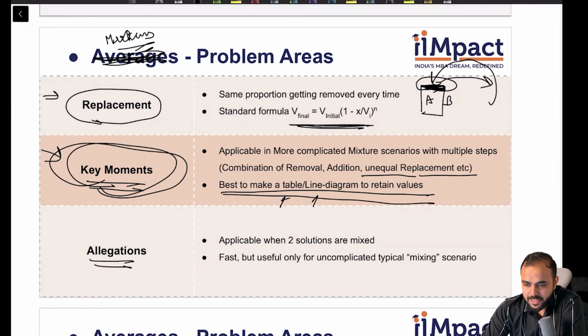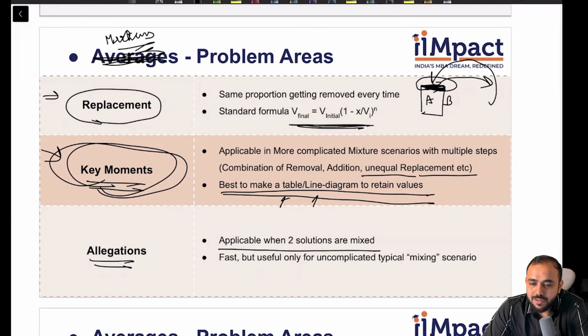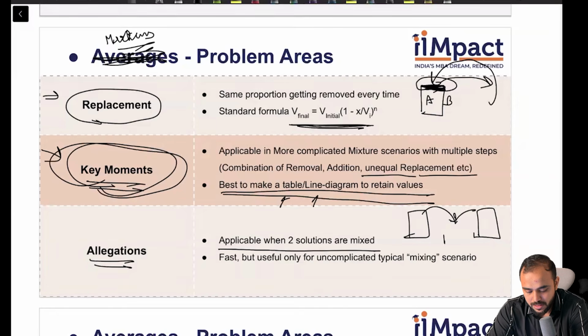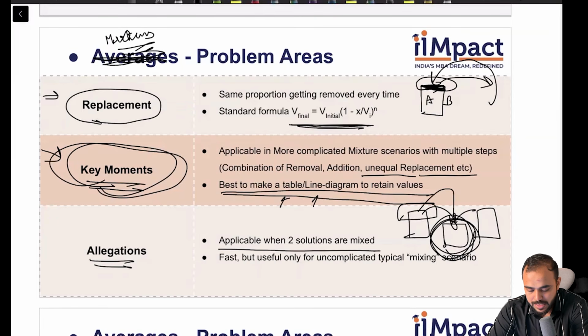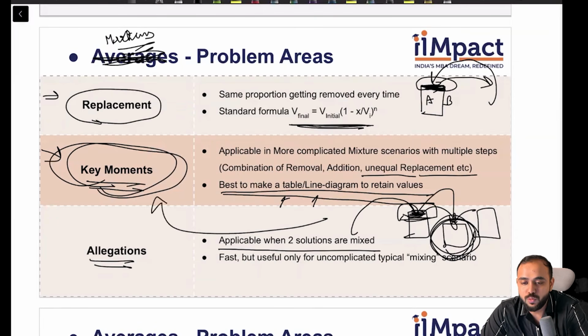Alligations, again, I have already explained that to you. It is something which is applicable only when you have two solutions that are getting mixed. It is fast, but it generally gets applied in a one step scenario. You have one mixture, you have another mixture, you mix them, there is a third mixture, find the concentration of this third mixture. There is no, something is removed from here and put here, then something new is getting added back. That becomes your key movement question.